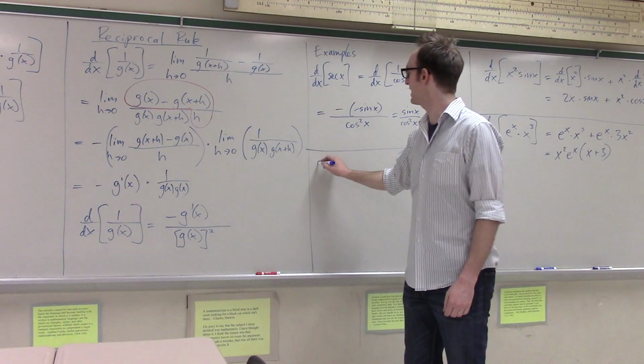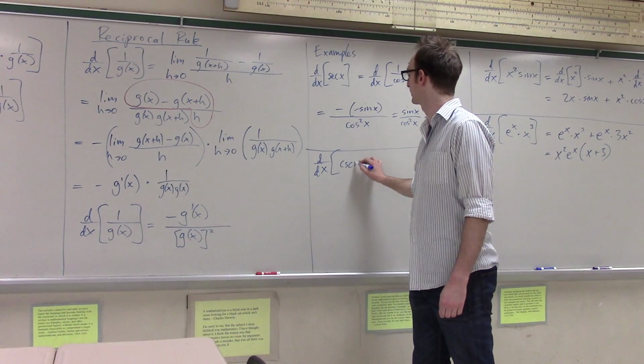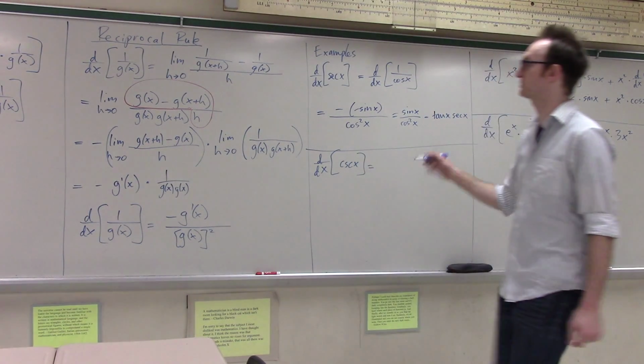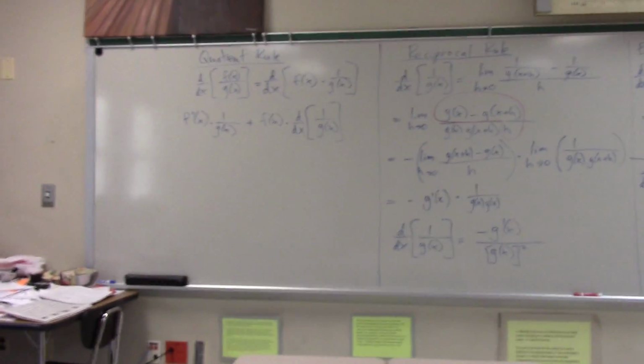And what you should do right now is pause the video and derive the formula for cosecant x, also using the reciprocal rule. I'll let you do that yourself. In fact, I think we'll just move on. And by moving on, I mean move backwards.